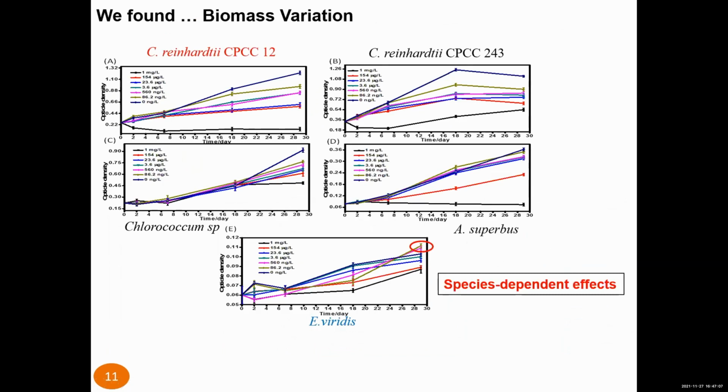First is about cell density. The results showed species-dependent effects. For example, CPCC12 is the most sensitive species, and E. viridis is the least sensitive species. But for A. superbus and E. viridis, when exposed to environmentally relevant concentrations of triclosan, they show stimulated cell growth. That means their cell number increased, not decreased.